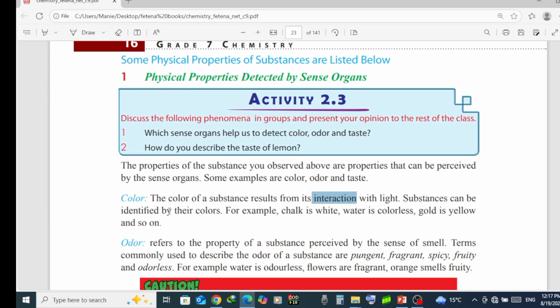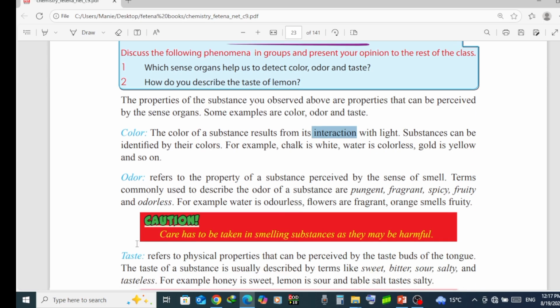And the other physical property is odor. ይሄ ደግሞ መዓዛ ነው። መዓዛ: this refers to the property of a substance perceived by the sense of smell.